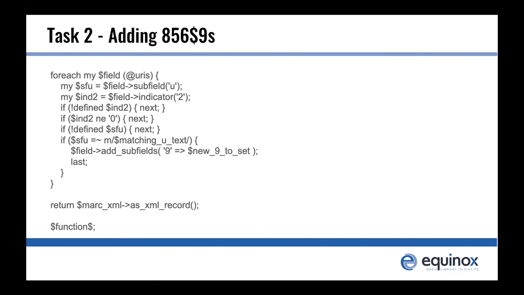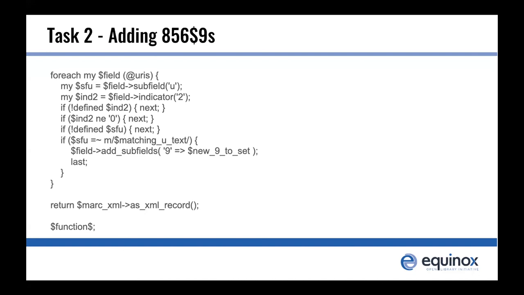We test for the indicators, we test for the subfield u matching or having a partial match to our matching text. In other words, is it actually an OverDrive record or something else that we want to ignore? And if it is, add in our subfield 9 to that particular 856. And then pop out of there. And then at the very end, with the MARC having been manipulated, return as an XML record.